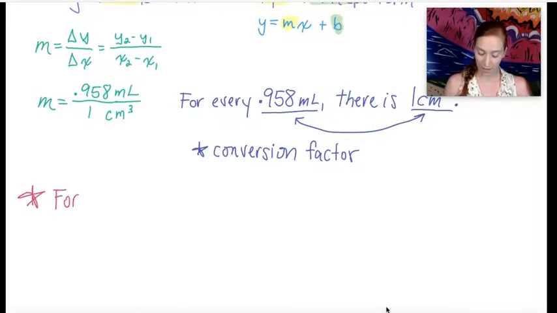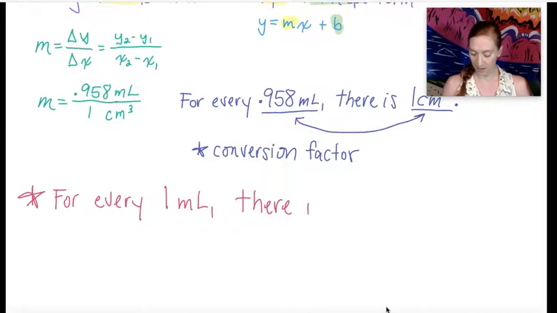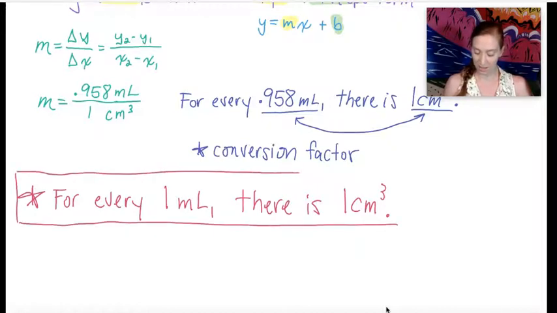For every 1 milliliter, there is 1 cubic centimeter. Okay, so this is really our relationship. They are equal. They are equivalent units.